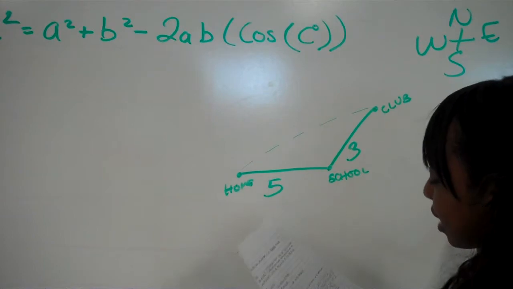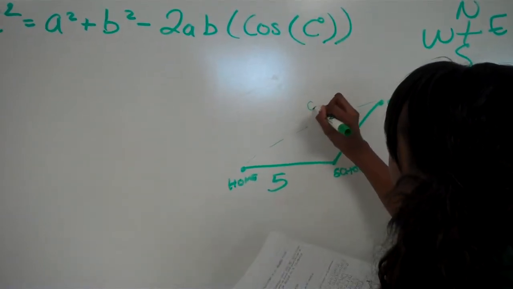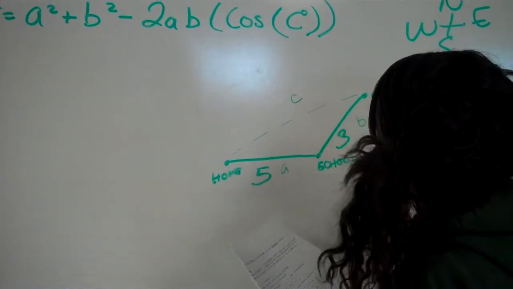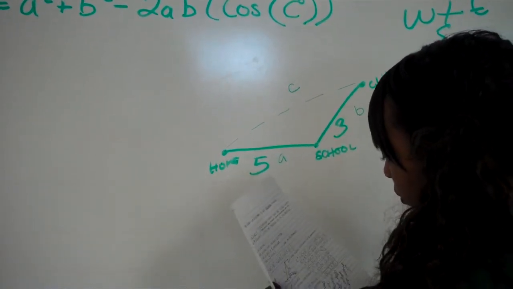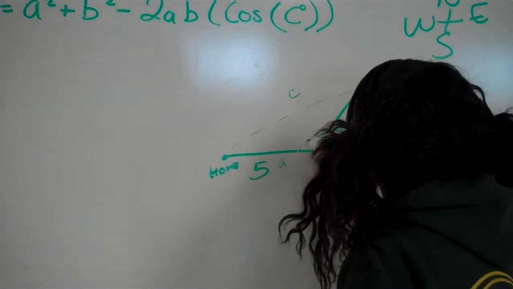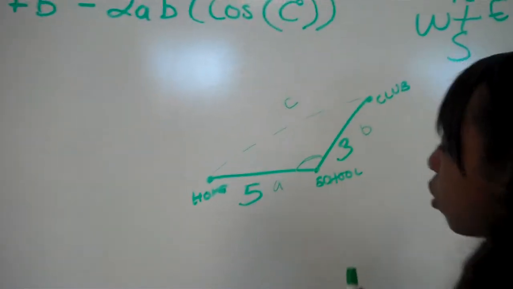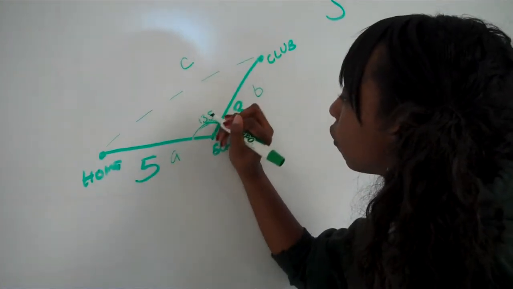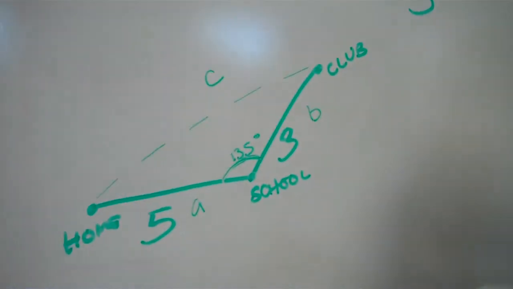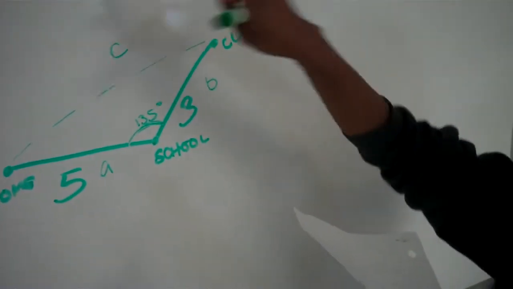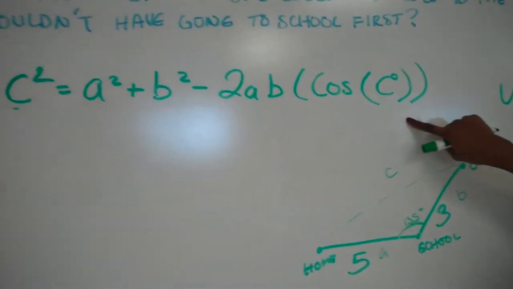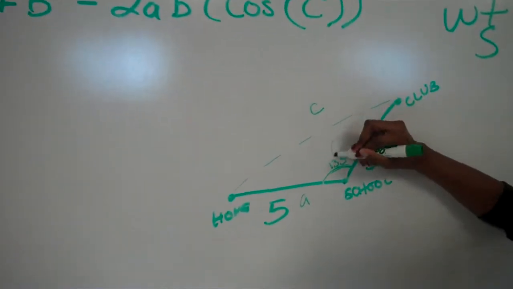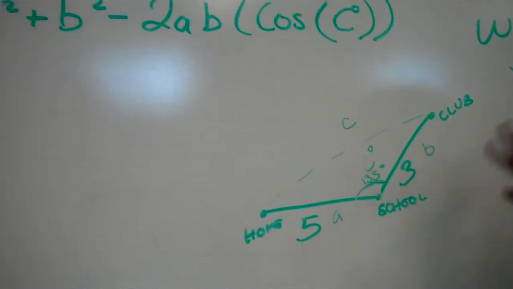So let's do this. This is going to be side C. I'll name this one side A and this side B. For the sake of the problem, if you want to use law of cosines, you have to know this angle. So we'll say that this angle right here is 135 degrees. So let's use this equation to solve this problem. And if this is side C, then this is angle C.